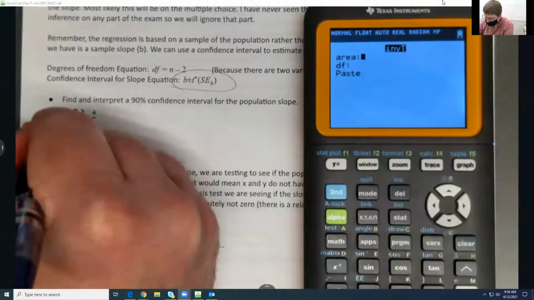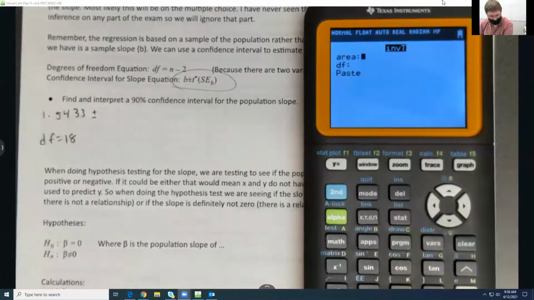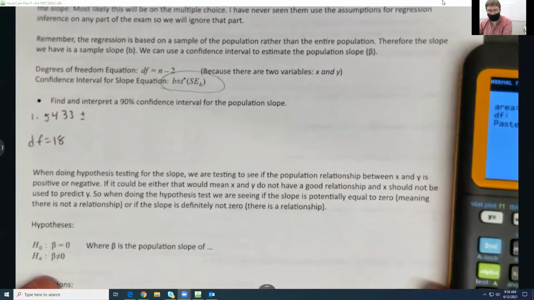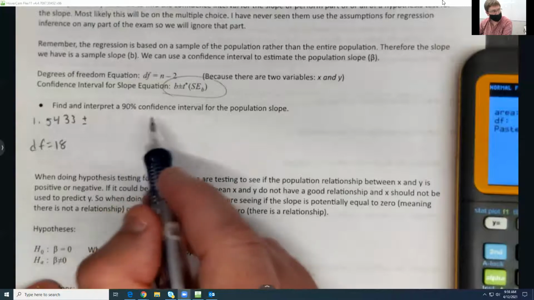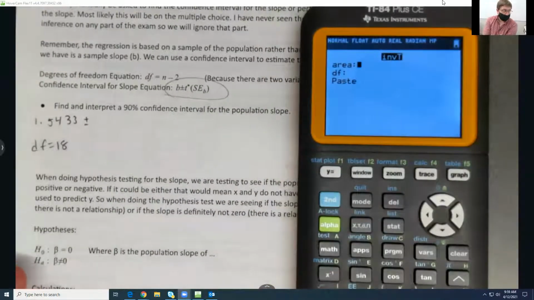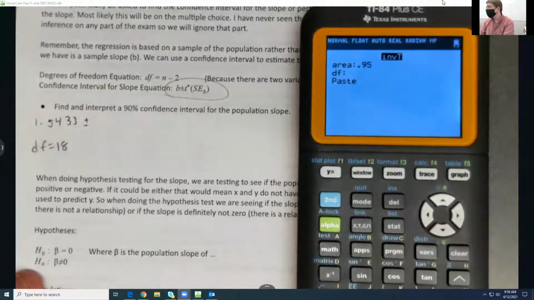We have to type in the area that we want and the degrees of freedom. The degrees of freedom for this is going to be 18 because we have 20 for our number of trees minus 2. And then our area, we have to make sure we type it in right. We want a 90% confidence interval here. But remember, when we use this program, the left tail needs to be added into it. So we need to make sure we put in 0.95.